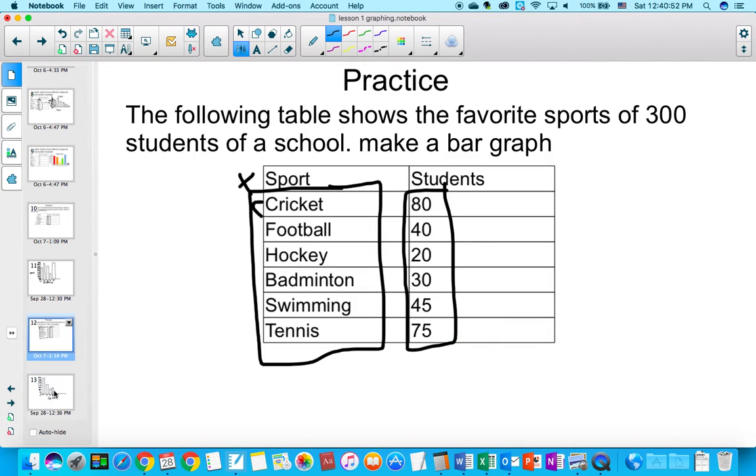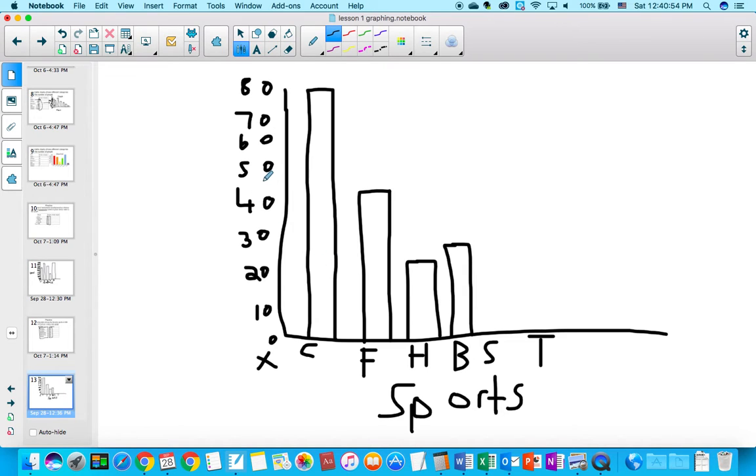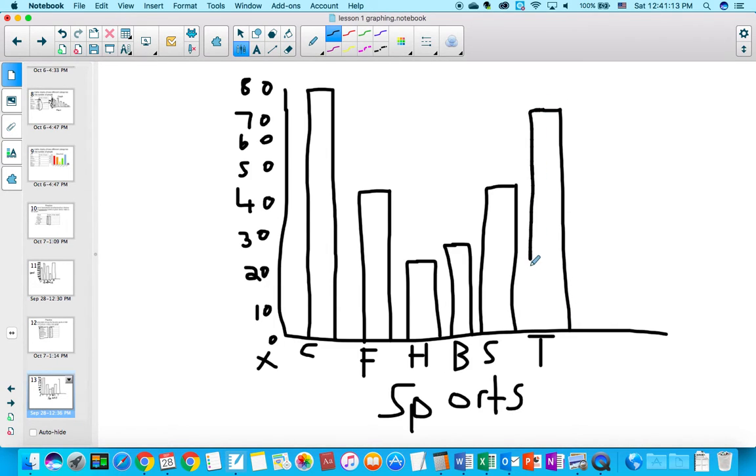There you go. And then we have swimming, which is 45. So we go in between 50 and 40, right? And then we have tennis, which would be 75, which would be in between here, probably right around here. And there we go. And so now we have a bar graph representing cricket, football, hockey, badminton. Yeah, it was badminton, not baseball, swimming, and tennis.